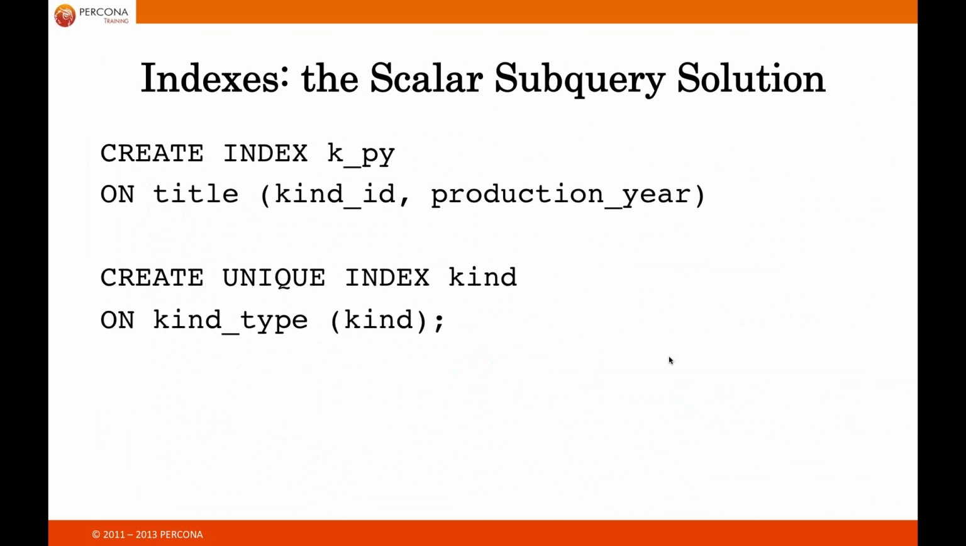Created an index on the kind type table to look up that kind, and then for the correlated subquery, look up that kind ID and also take the production year so I can count it directly from the index instead of having to read the rows.